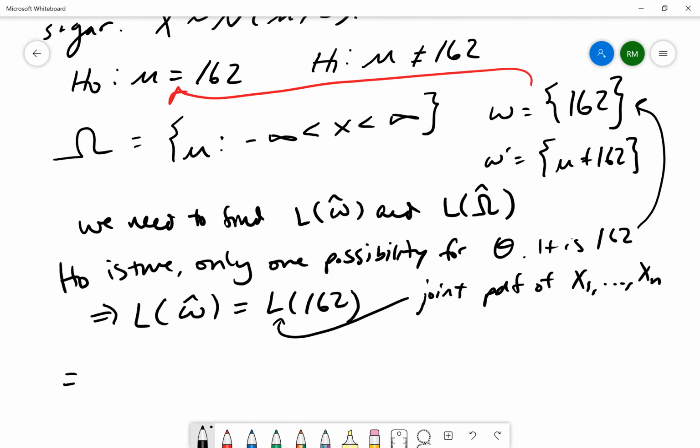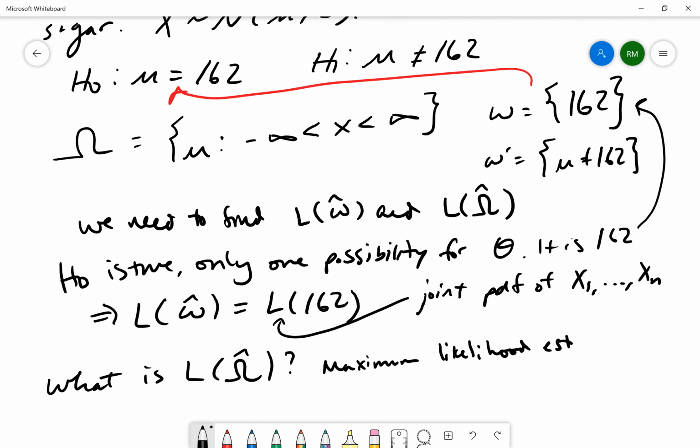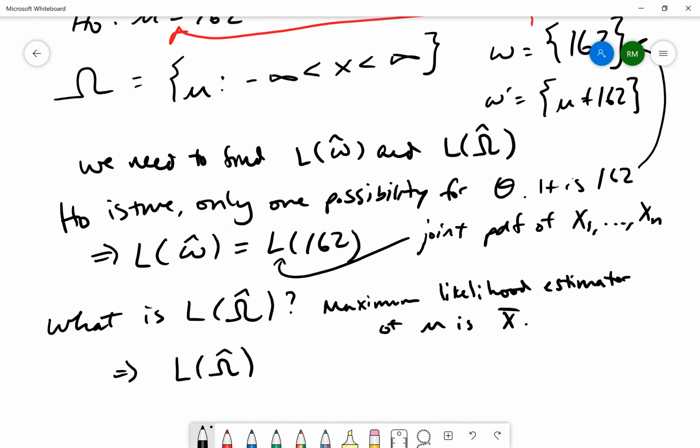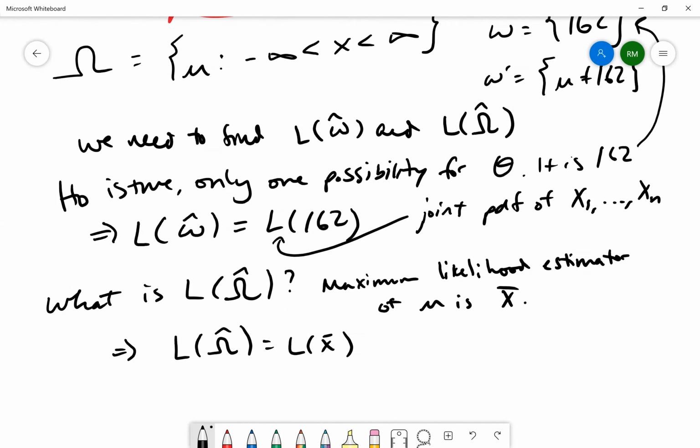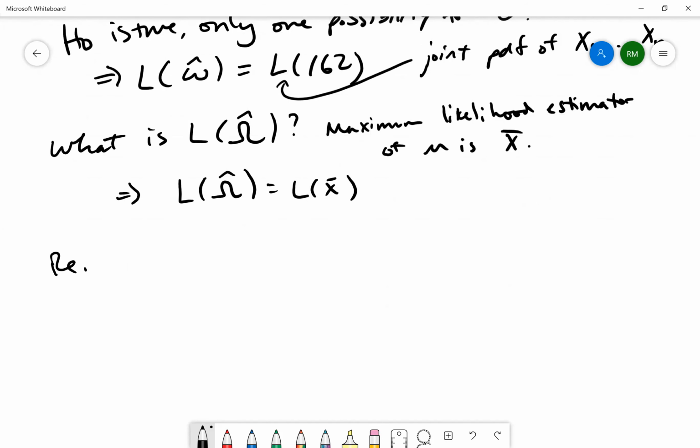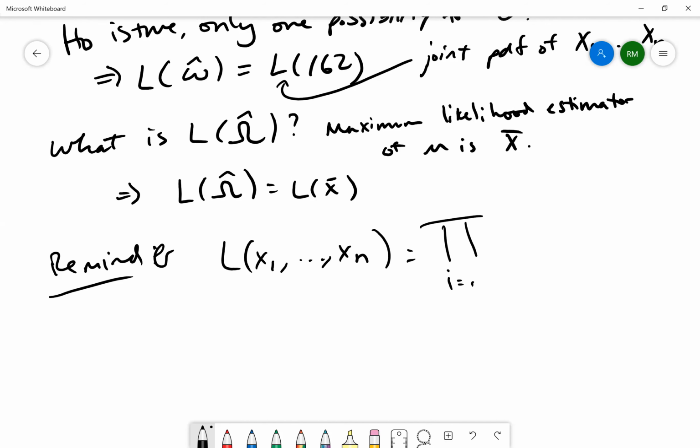Okay. So the question that's more pressing is, what is L of big omega hat? Well, we just need to know what the maximum likelihood estimator is. And we know that the maximum likelihood estimator from previous chapters is just our sample mean. So what this tells us is that we just need to plug an X bar into the joint PMF, and then we'll get what we want. All right, so reminder, the joint PDF of these variables is a product from i equals 1 to n.